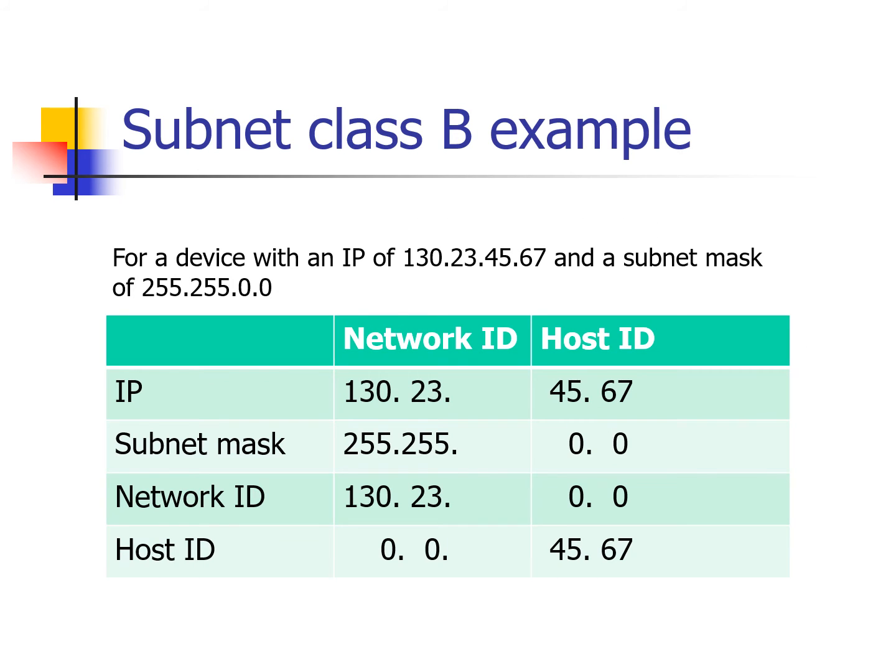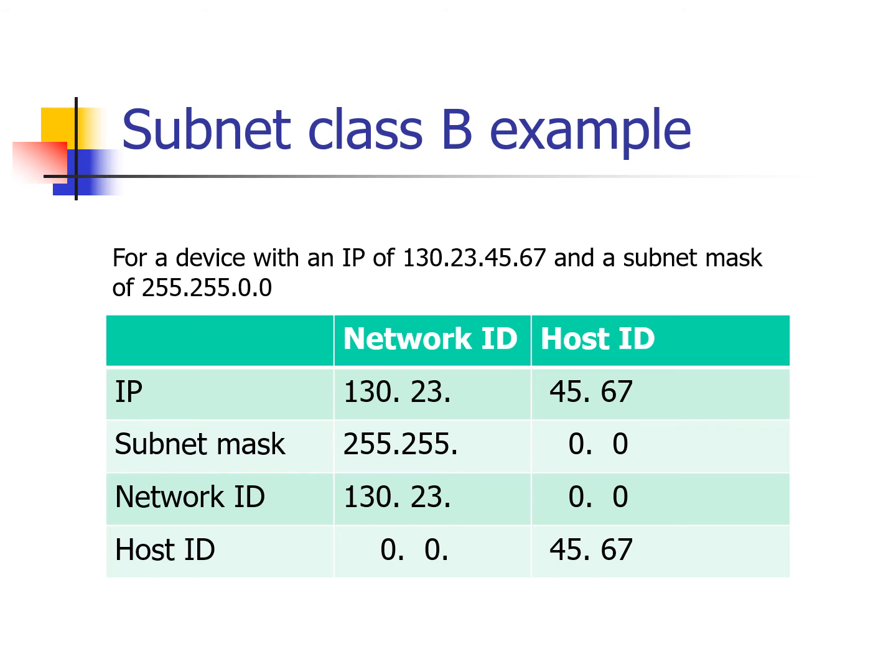Here's an example. We've got an IP of 130.23.45.67, and the subnet mask would be 255.255.0.0. So if we see where that 255 starts becoming 0, that's after the second number. So if we divide our IP address like that, after the second number, anything to the right of that is the host ID, anything to the left of that is the network ID.